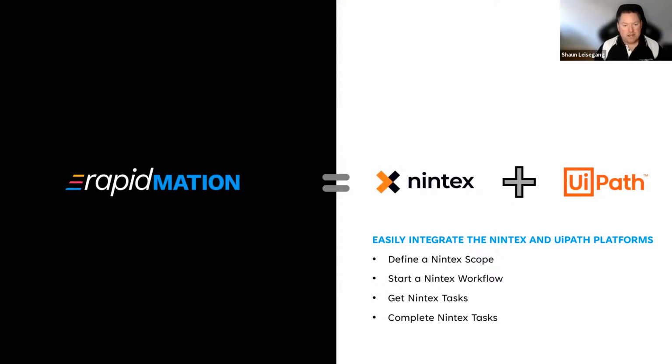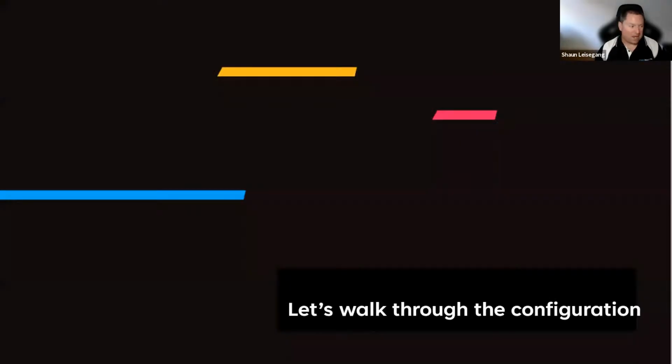Awesome. Thanks so much, Wayne. And in summary, that's how the UiPath components for Nintex can allow you to define a Nintex scope, start a Nintex workflow, get Nintex tasks, and complete Nintex tasks. All right, so next up, let's have a look at the next piece of configuration.